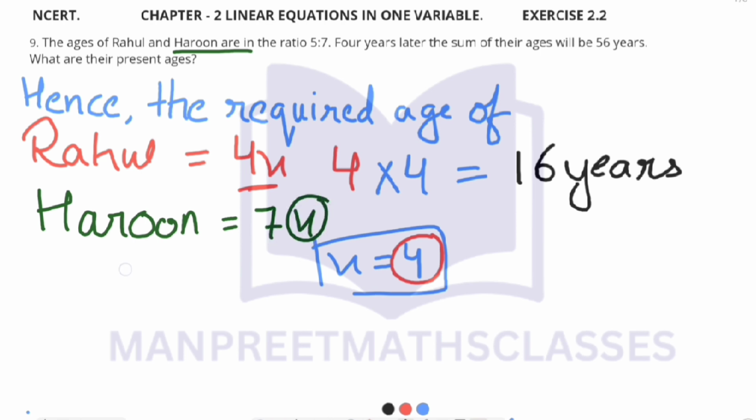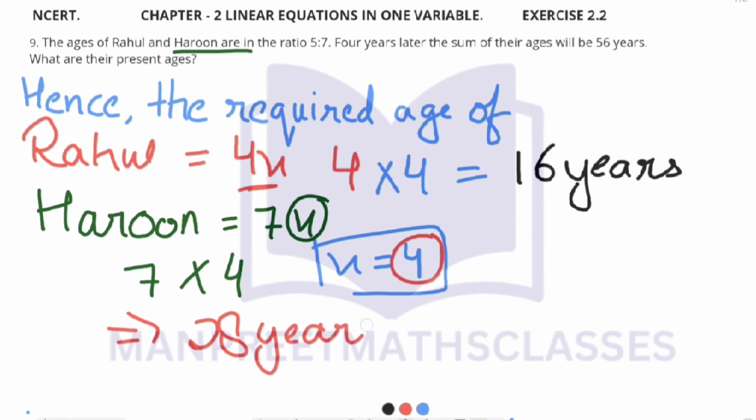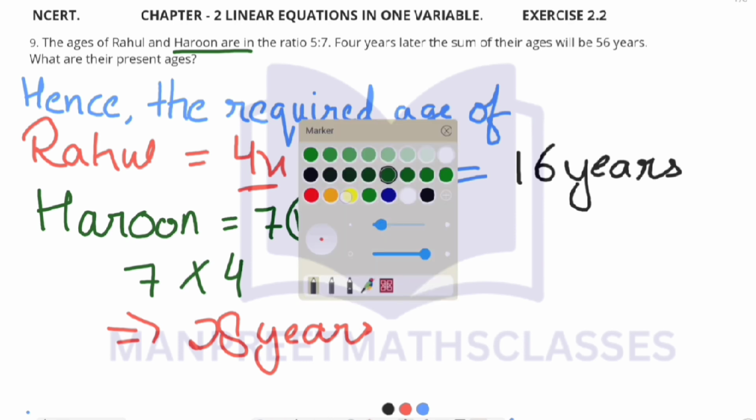Value of x is 4. This is in multiplication with 7. So 7 into 4, 7 fours are 28. So the age of Harun is 28 years. I hope this question is clear to you. Now let's move on to the next question.